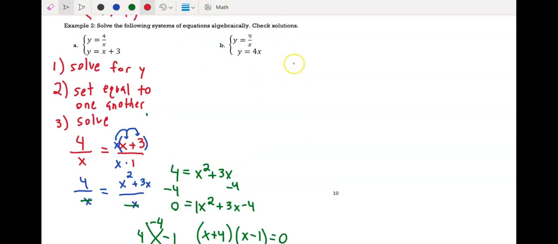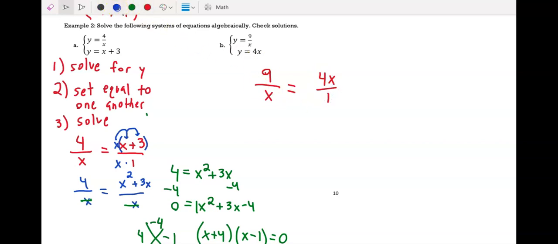All right, let's try one more example for today. So let's do letter B. Notice that both of these are already set equal to y, so we don't have to worry about that step 1, but let's set them both equal to one another. So this would be 9 over x is equal to 4x, and this would still be over 1.